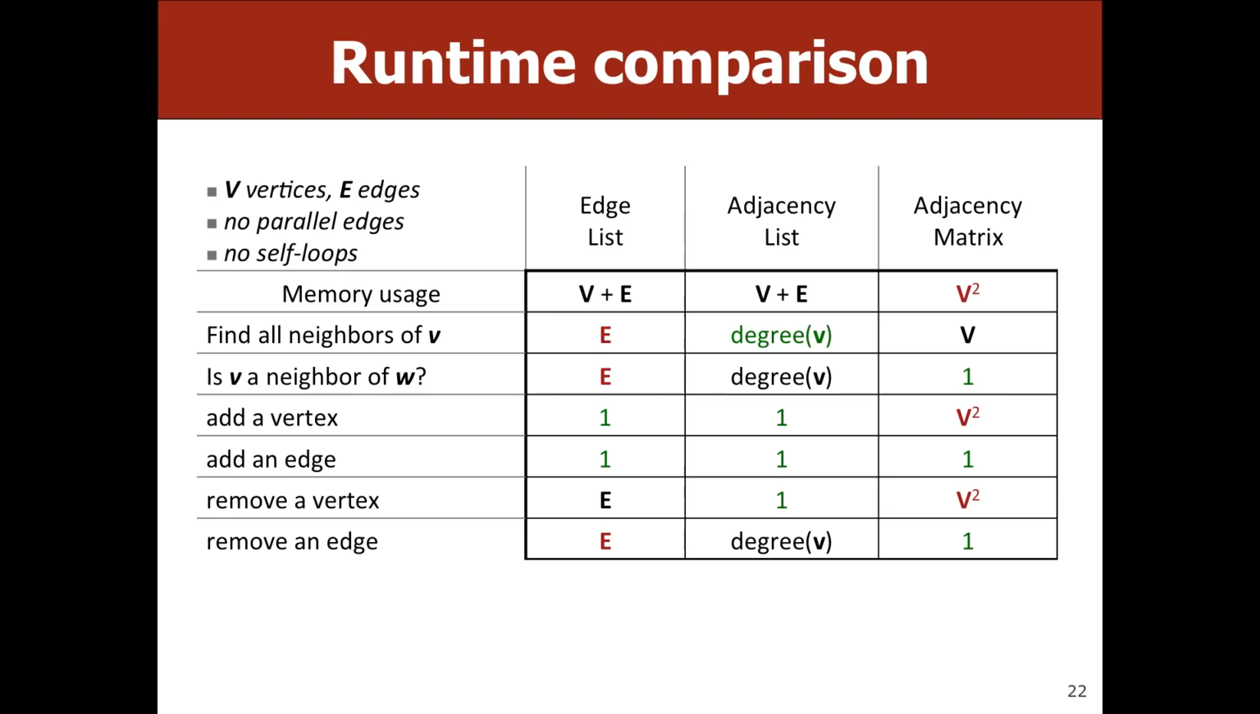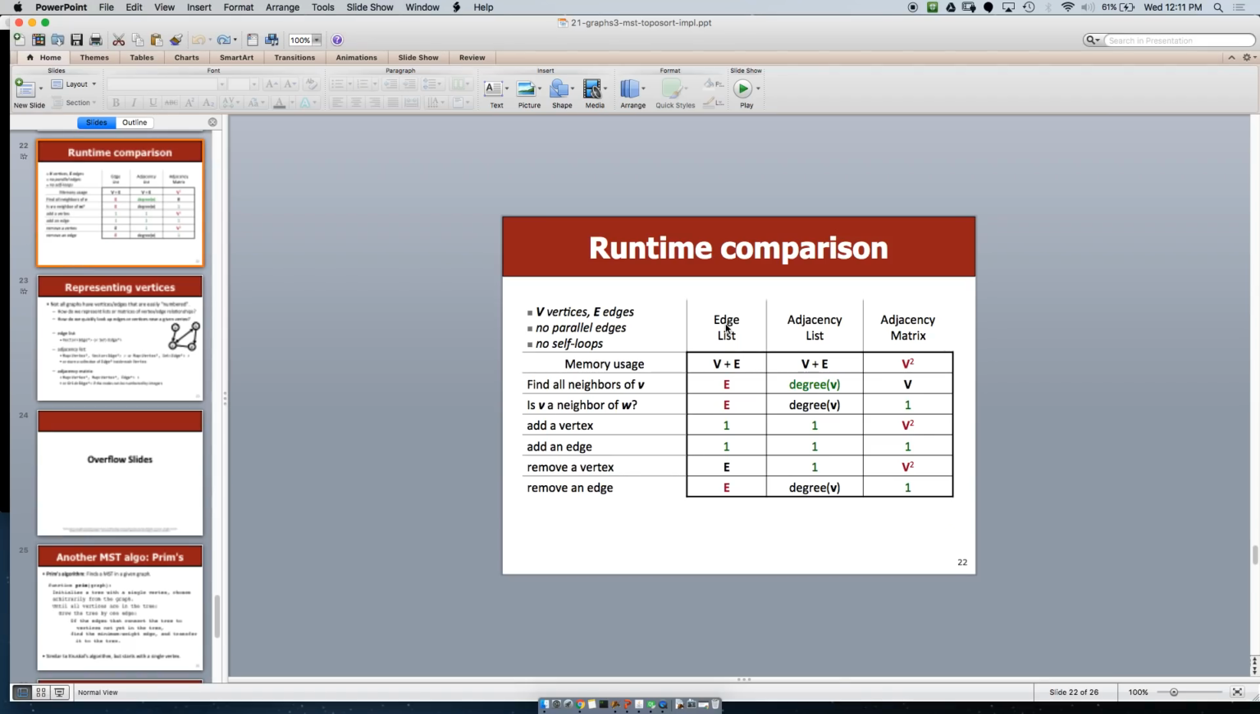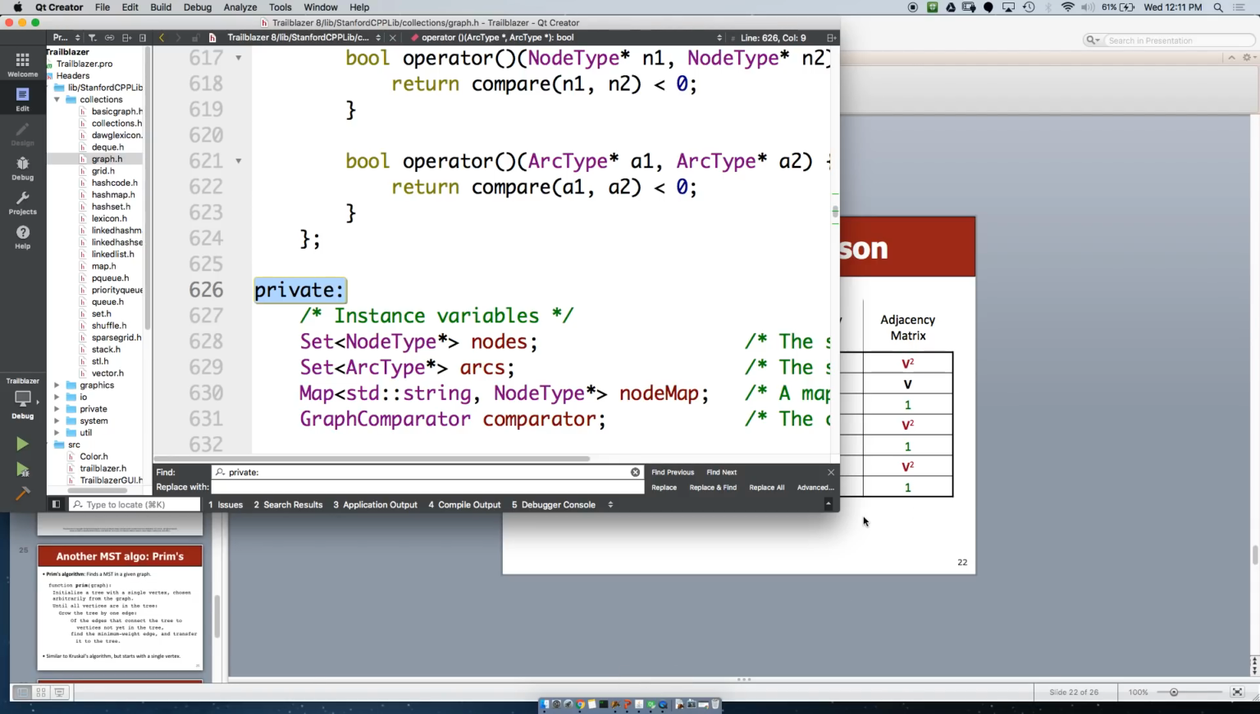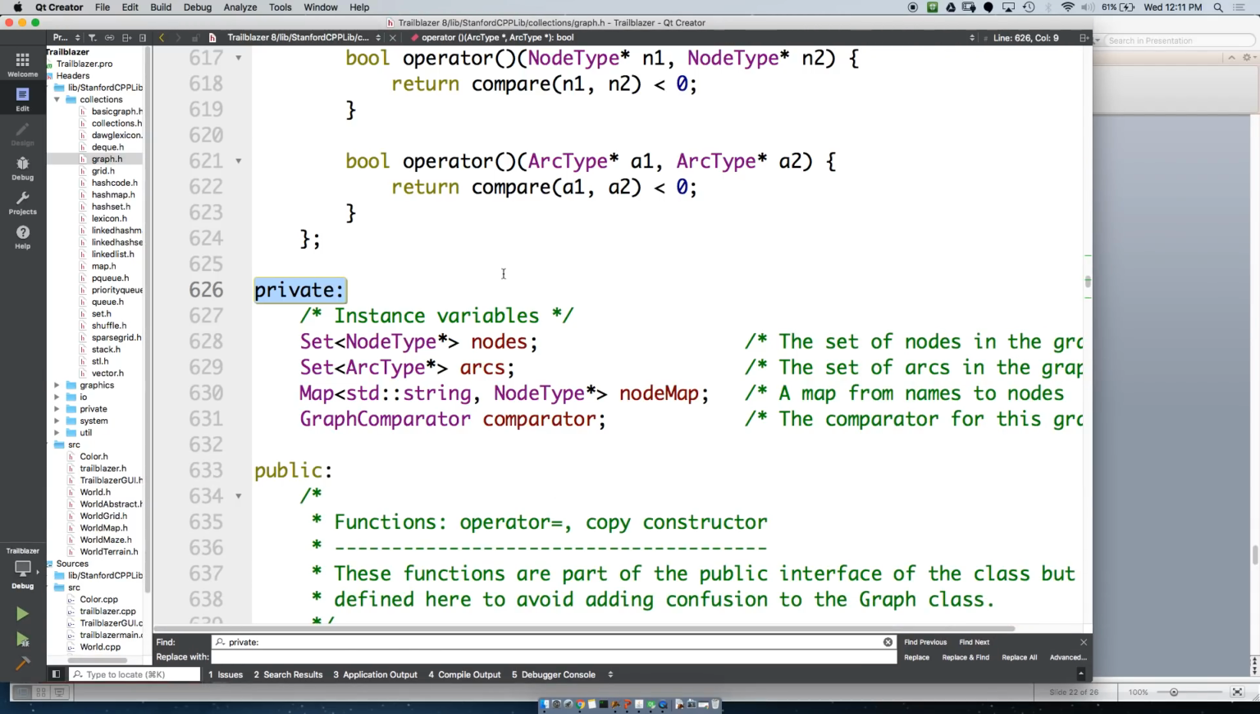Do you all want to see how we've implemented the graph? Like how we made that choice? So this is graph.h, which is basically what basic graph is based off of. Here we have a set of nodes and a set of edges. This set of edges is basically like that edge list that we were talking about, but we're also storing our nodes.